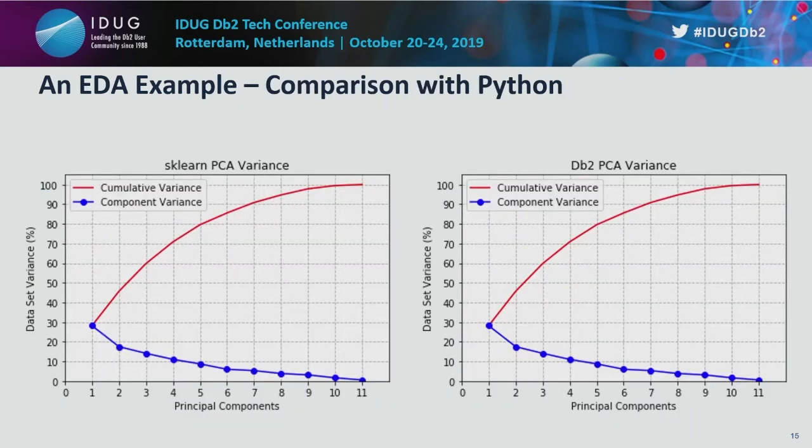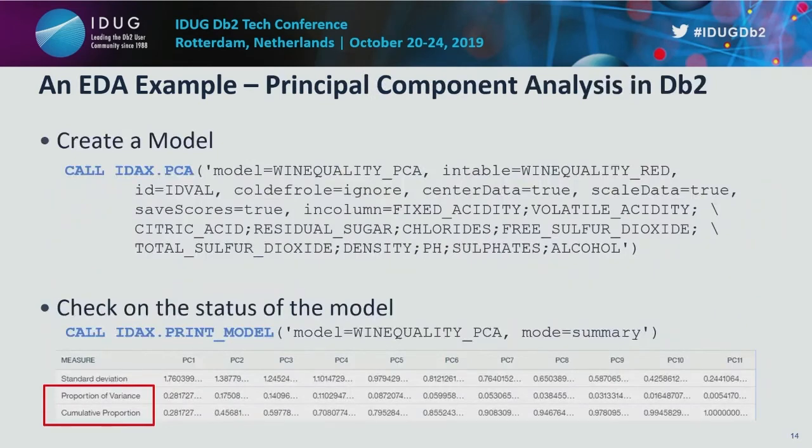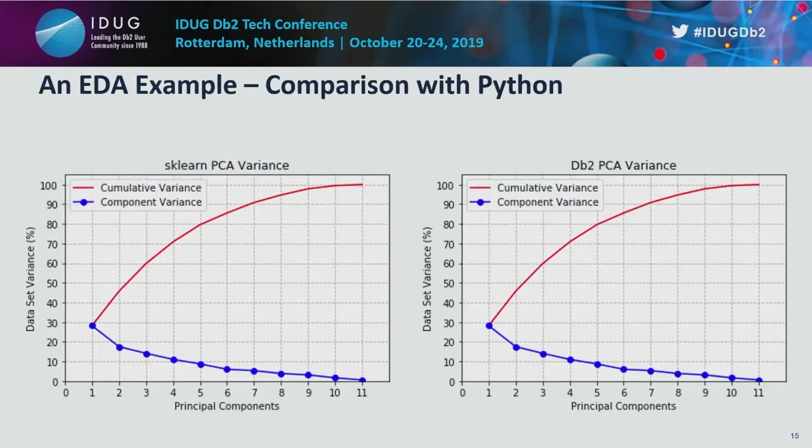And I'll talk to the chart on the right first, which is plotting the values that were generated by Db2. These are the different values that we saw on the previous slide under proportional variance. And what they say is this value here explains just under 30% of the variance in the data. And this value here is just under 20, and so on.